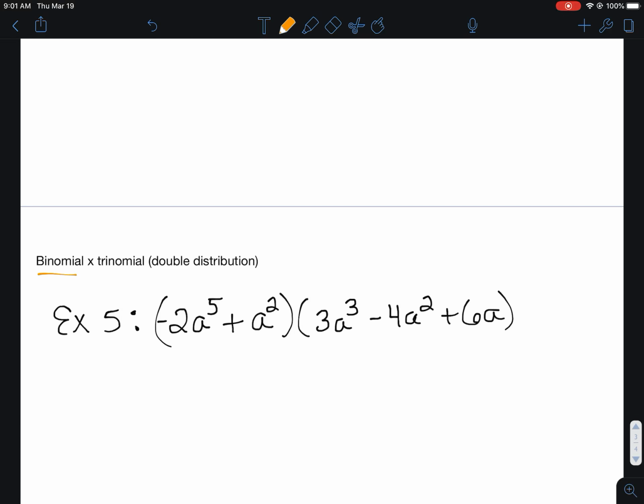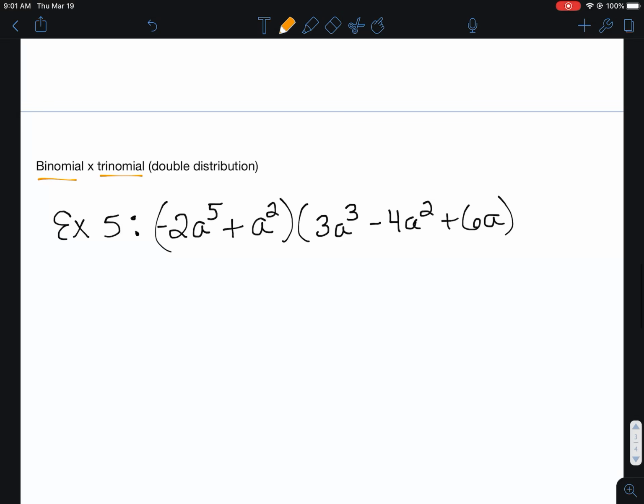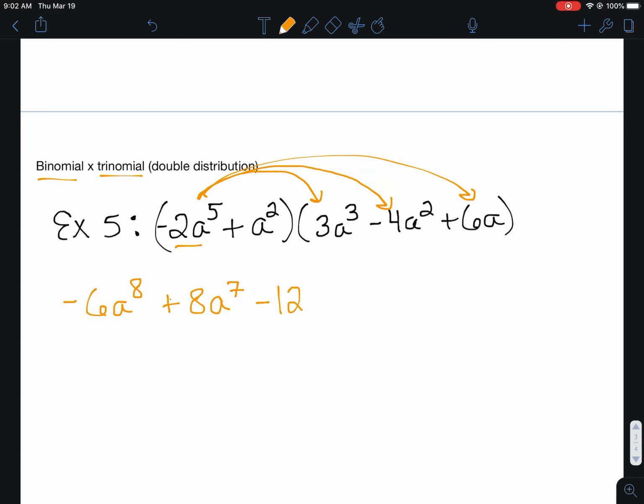So here we have a binomial multiplied by a trinomial. Again, still double distribution. So -2a to the 5th is going to get multiplied by all 3 terms of the trinomial. So I'm going to start with -2a to the 5th times 3a to the 3rd is -6a to the 8th. And then -2a to the 5th times -4a squared is positive 8a to the 7th. And -2a to the 5th times 6a is -12a to the 6th. All right.